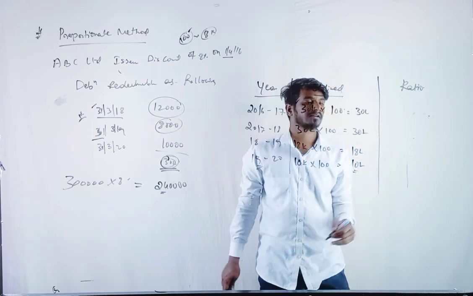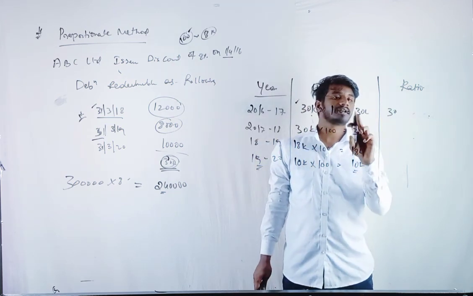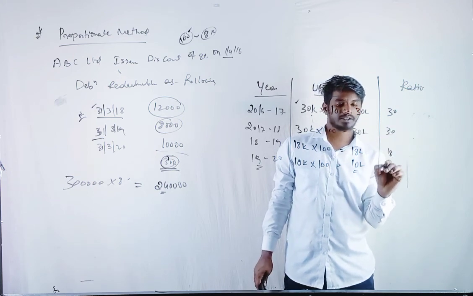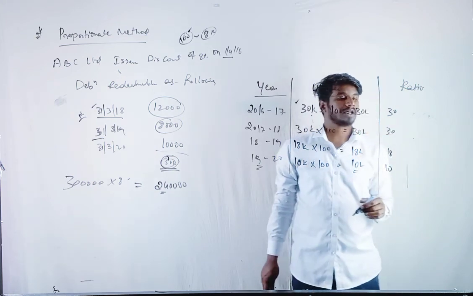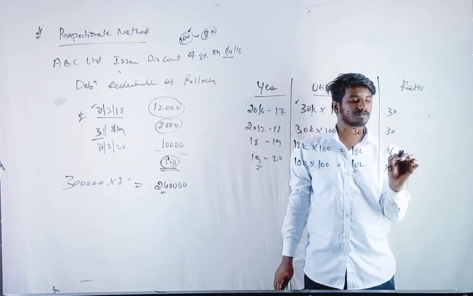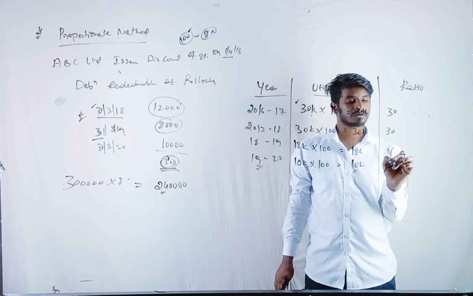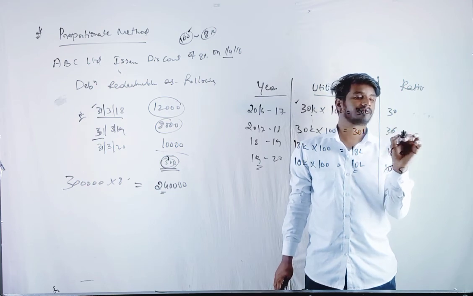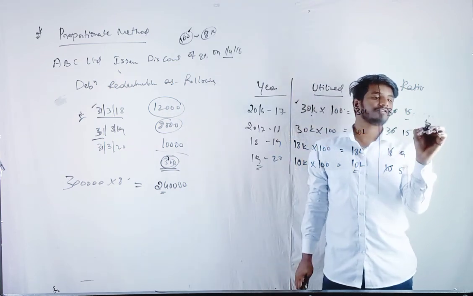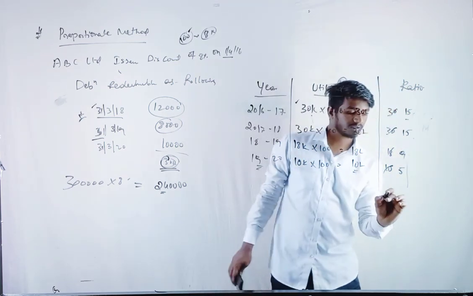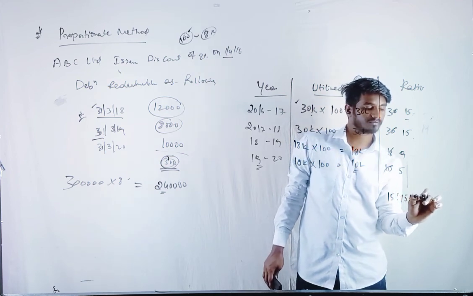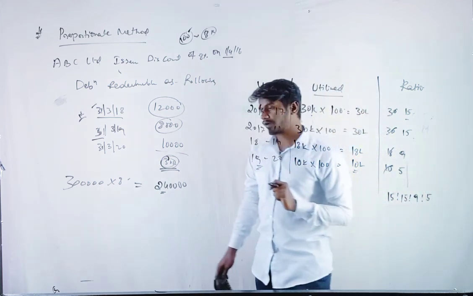Now we should calculate the ratio. We should omit all the zeros. 30, 18, 10. Right, if we simplify more, it comes 5, it comes 9, right? 2 9s are 18, okay, 15, 15. If we simplify, 15 is to 9 is to 5. It comes out like this.